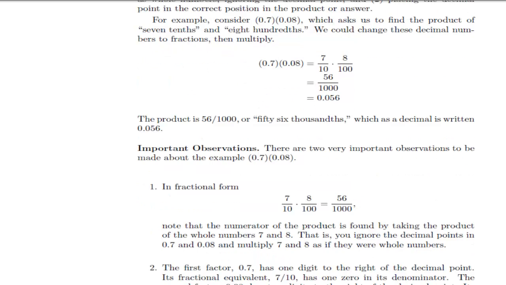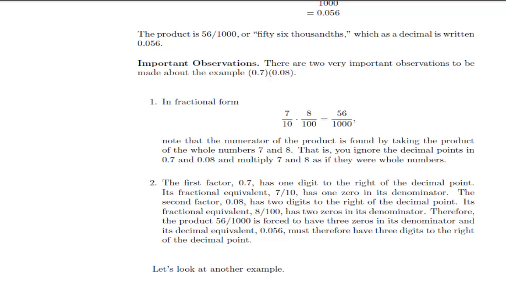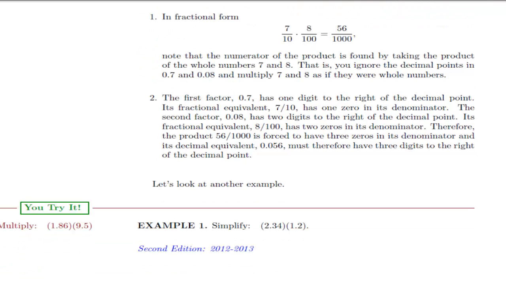Important observation. There are 2 very important observations to be made about the example. 1. In fractional form, 7 over 10 times 8 over 100 equals 56 over 1000. Note that the numerator of the product is found by taking the product of the whole numbers 7 and 8. That is, you ignore the decimal points in 0.7 and 0.08 and multiply 7 and 8 as if they were whole numbers.